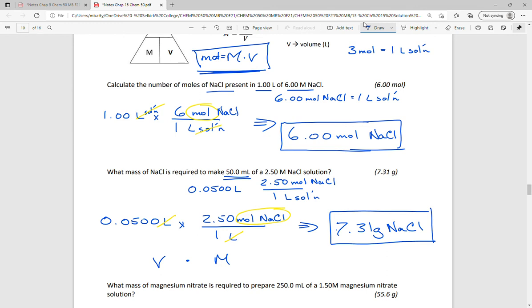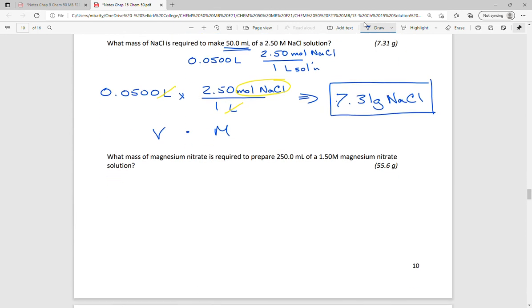Okay, one last. Staying with this idea of the molarity triangle and seeing molarity as a unit factor. This one says what mass of magnesium nitrate, Mg(NO3)2, take a minute with the nomenclature on that, is required to prepare 250 milliliters, so let's put that in liters, of a 1.50 moles of magnesium nitrate in 1 liter of solution.